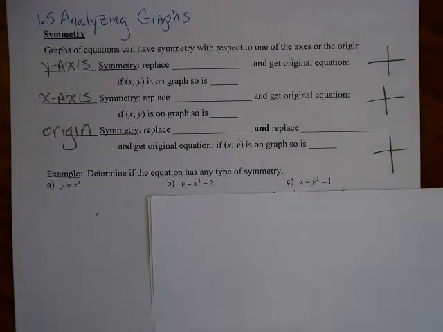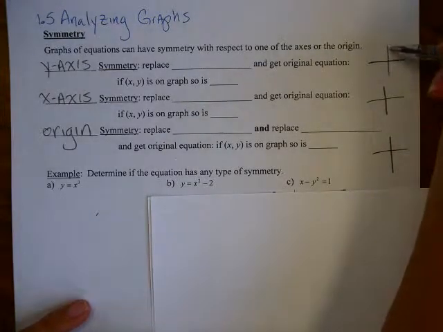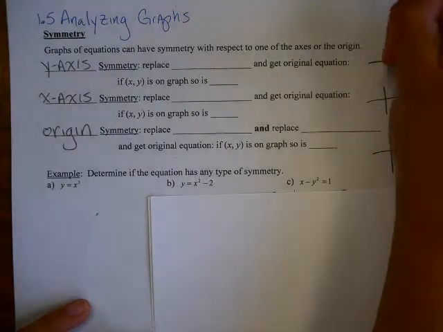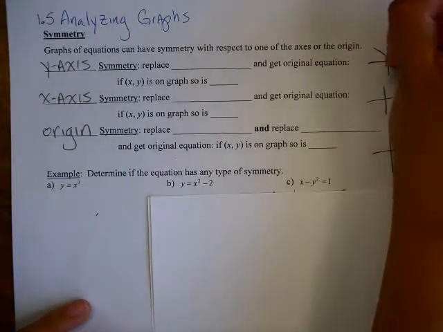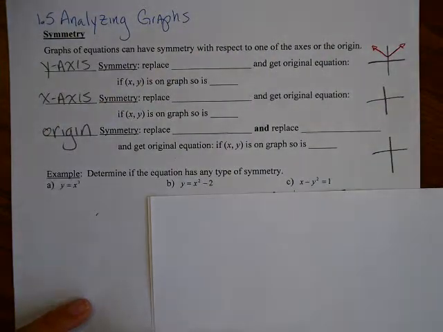On our quest to understand all there is to know from a graph, we're going to be looking next at symmetry. Now there's three specific types of symmetry we're going to look for from a graph: y-axis symmetry, x-axis symmetry, and origin symmetry. Now y-axis symmetry means that if you were to take a graph and fold it on the y-axis, two matching sides would be the same. So for example, this graph has y-axis symmetry.